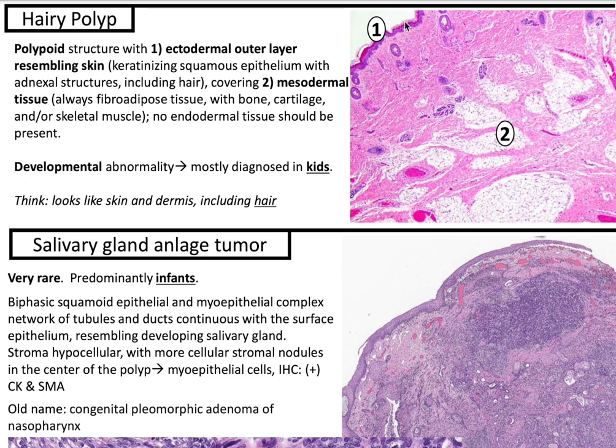Hairy polyp. This is a polypoid structure with ectodermal outer layer, as we can see on our top left, resembling skin. You'll have keratinizing squamous epithelium with adnexal structures, including hair, covering mesodermal tissue. It's always fibroadipose tissue with bone, cartilage, and/or skeletal muscle. No endodermal tissue should be present. This is a developmental abnormality, mostly diagnosed in kids. Think, looks like skin and dermis, including hair: hairy polyp.